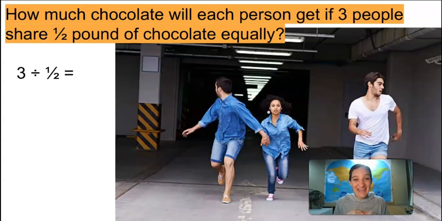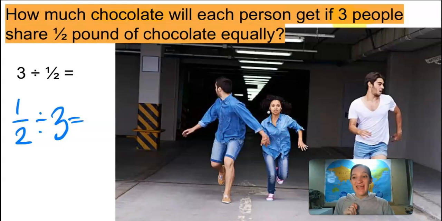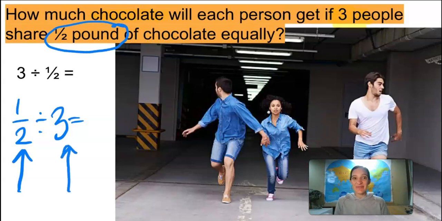When you divide, the first number is what is being divided up. It's not, oh, look, 3 is the first number, so I'm putting it first. No, we are dividing up chocolate. So chocolate needs to go first. If we put the chocolate first, we end up with 1/2 divided by 3. And that means that 1/2 represents the half pound of chocolate, and the 3 represents the 3 people that are going to share that half a piece of chocolate.